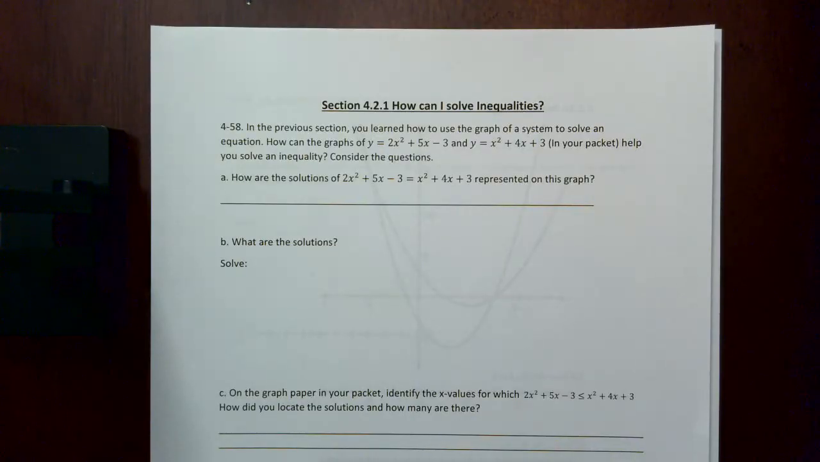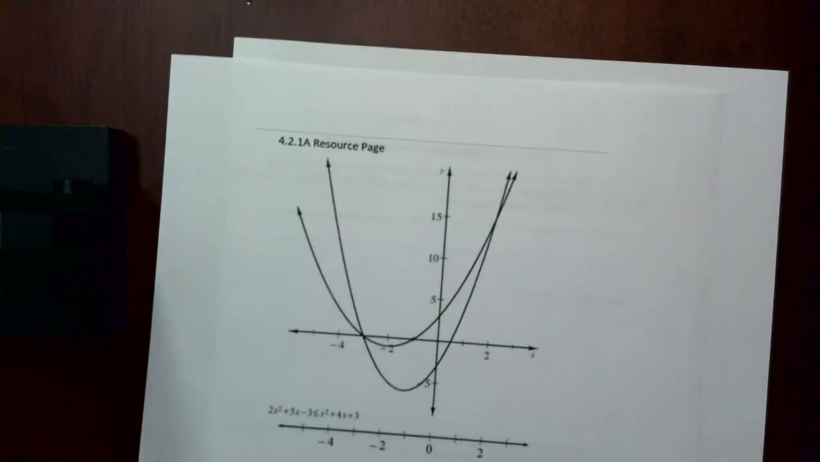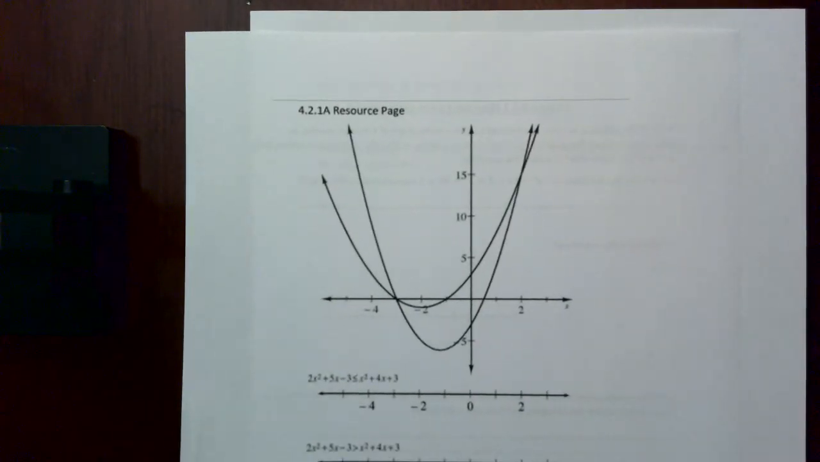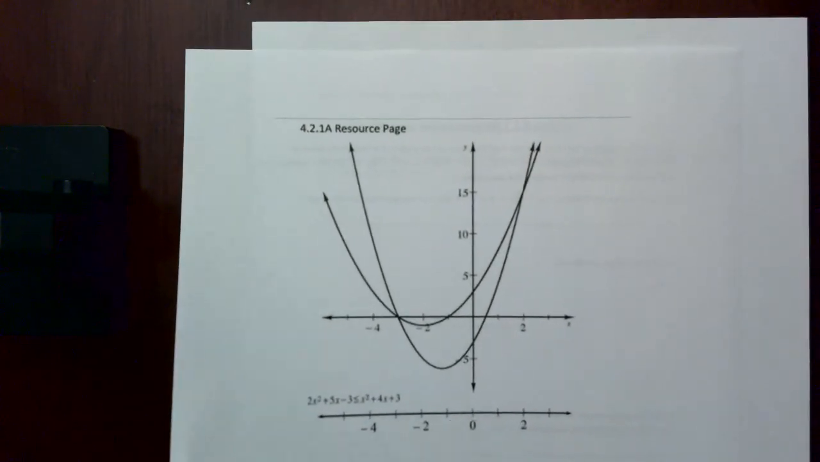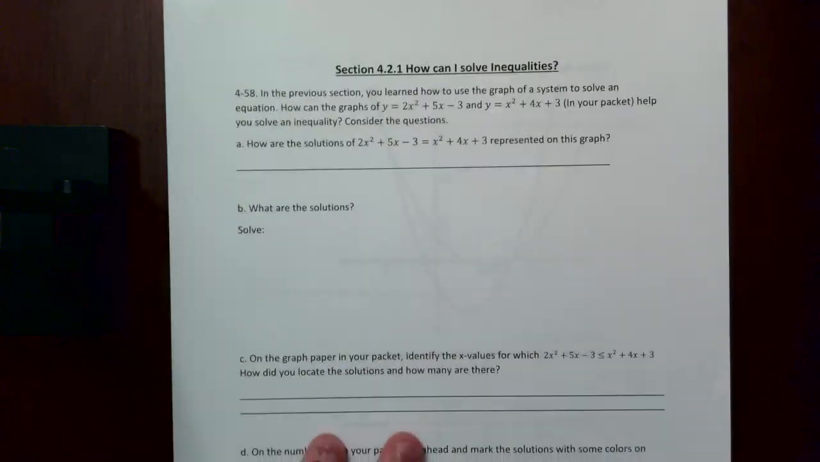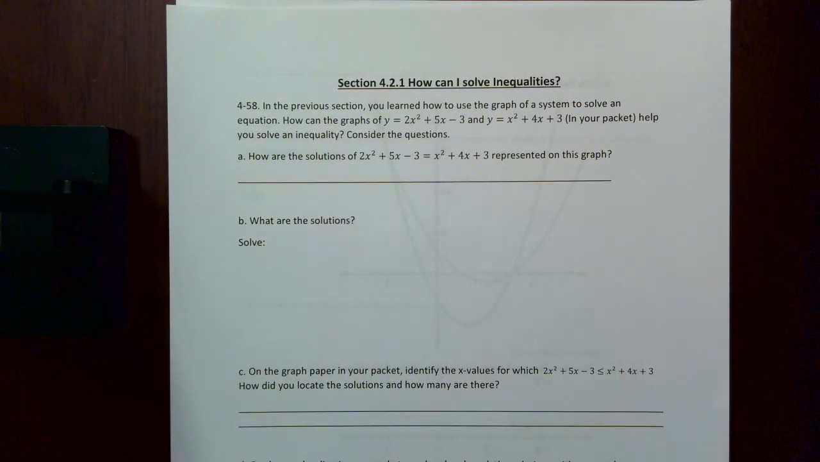So in problem 4-58, it said in the previous section, you learned how to use the graph of a system to solve an equation. How can the graphs of y equals 2x squared plus 5x minus 3 and y equals x squared plus 4x plus 3, this is in your packet, help you solve an inequality? Consider the question. I went ahead and put it on the back of here as well. If you want to do that, please by all means feel free to. Otherwise, you can just make sure that you can do it in your packet as well.